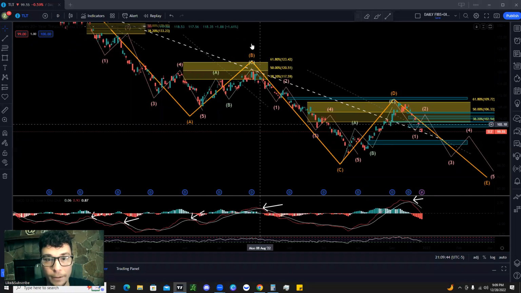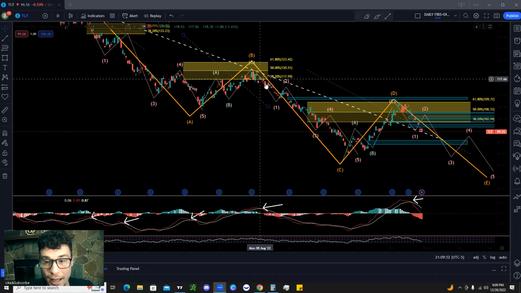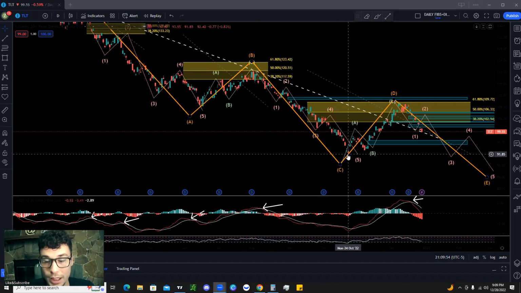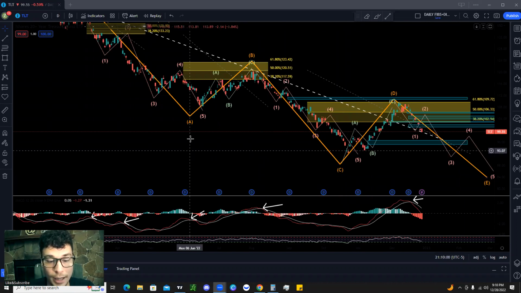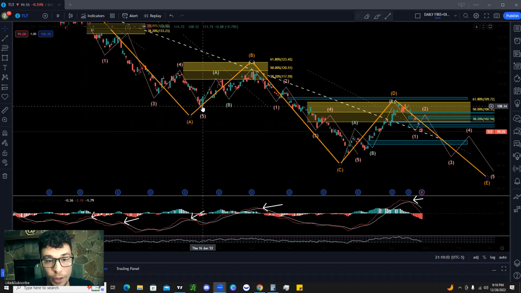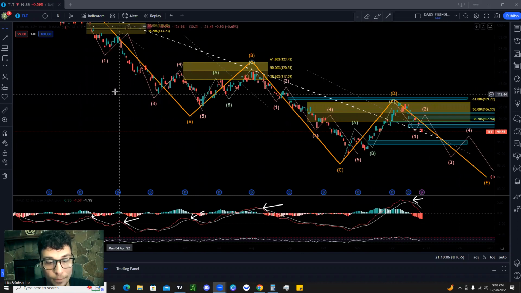You can see right here, we got a very sharp move to the downside off the MACD sell signal. This was August 8th, and then we dropped continuously until October 24th, right? Huge move. Over here, we got a MACD sell signal on June 6th, and we continued to drop until June 16th. Very sharp move to the downside again.